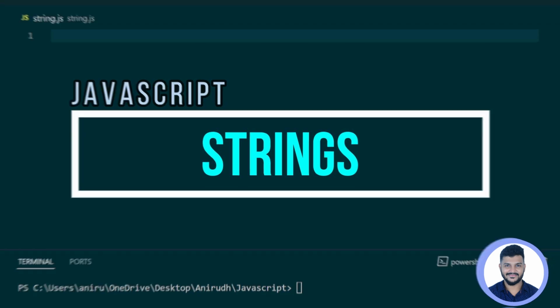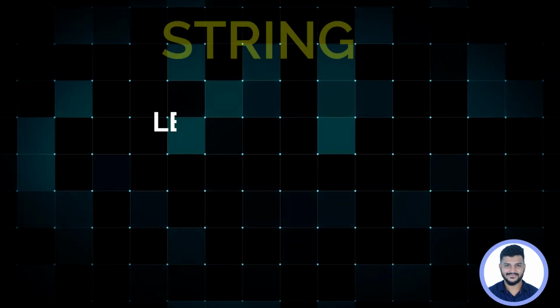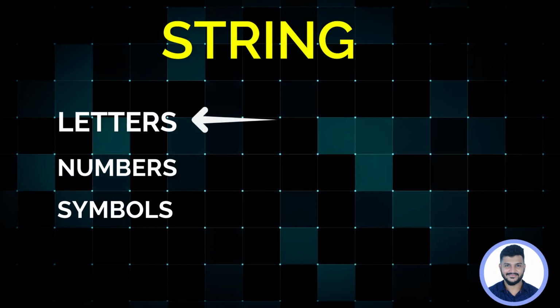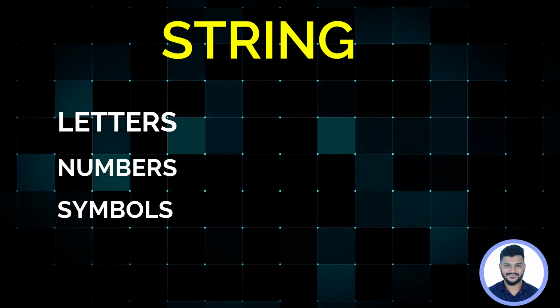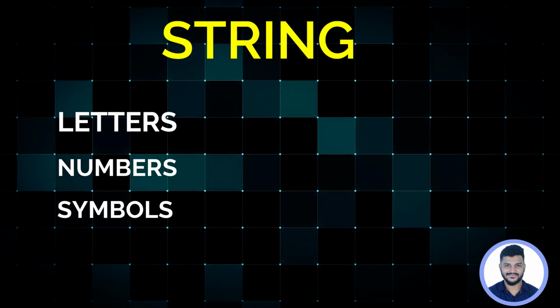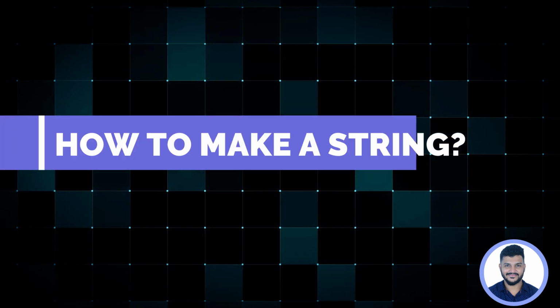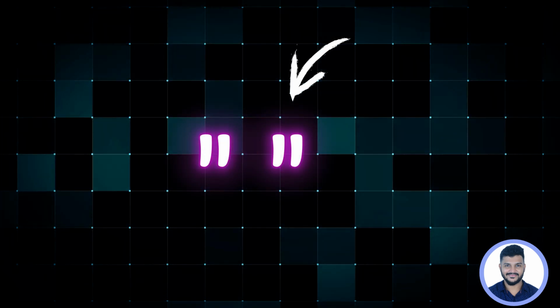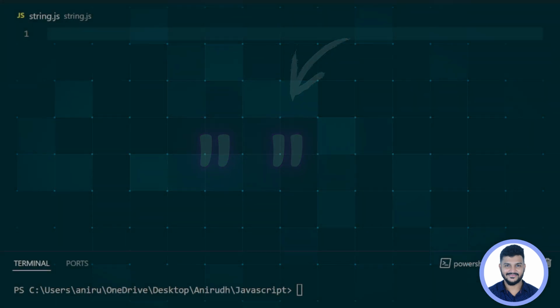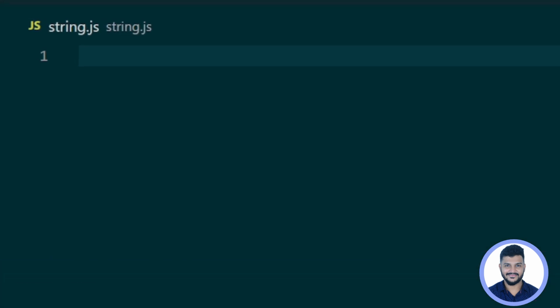So let's break it down. In JavaScript, a string is a sequence of characters like letters, numbers, or symbols. It's basically just a fancy way of saying a word or a group of words. First, let's learn how to make a string. You do this by using quotation marks around the text. JavaScript loves these kinds of things. So let's go to VS Code and write a basic string.